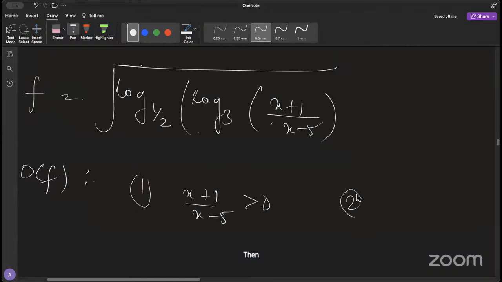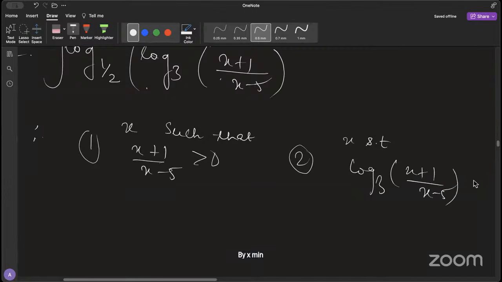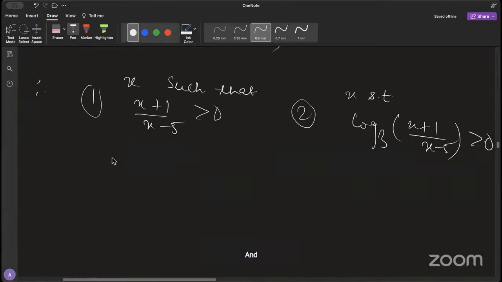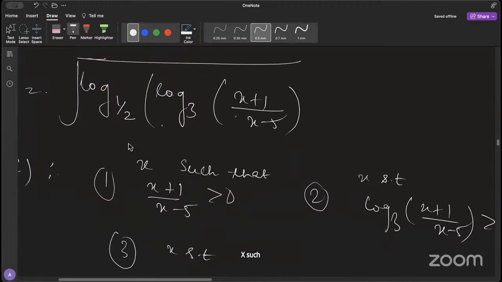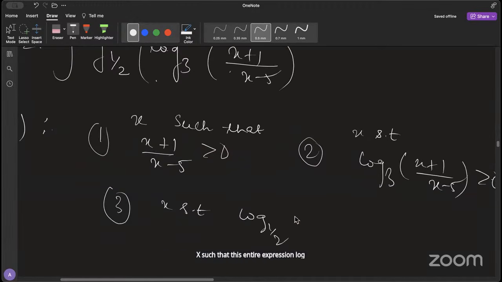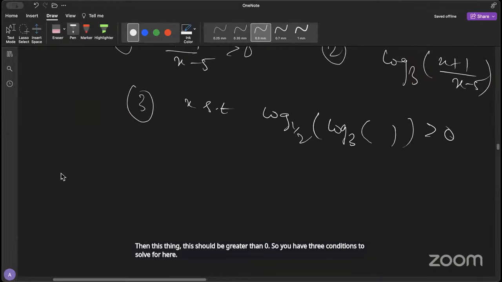Then the second condition is, you have to find x such that this expression is greater than 0. Then you have to find x such that log base 3 of (x plus 1) by (x minus 5) is greater than 0. And lastly, you have to find x such that this entire expression, log base half, then log base 3, then this thing, is greater than 0. So you have 3 conditions to solve for here. Let's start with the first one.